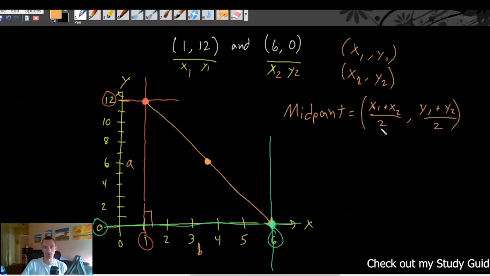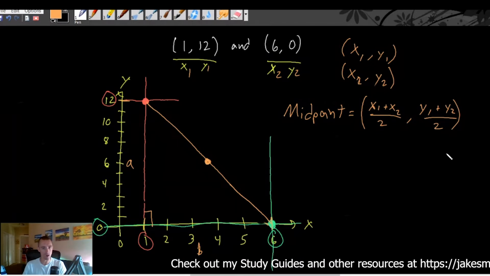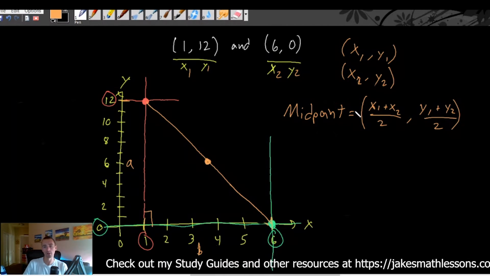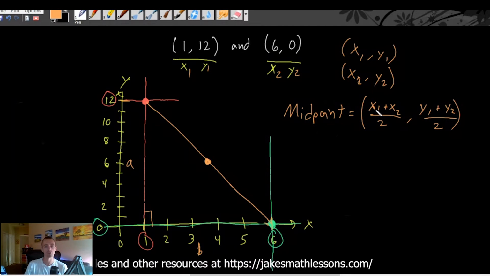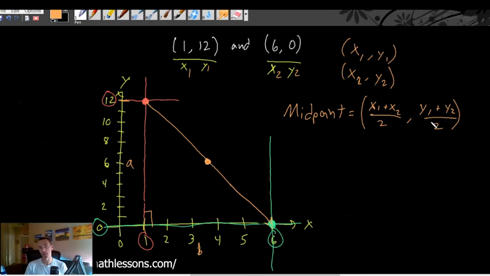Essentially, where this formula comes from is the x coordinate is just the average of the x coordinates of our 2 points, and the y coordinate is just the average of the y coordinates of our 2 points, right? To find the average of two numbers, you just add them together and then divide by 2. So if you add your x coordinates, x1 plus x2, and then divide by 2, that gives you the average of your x coordinates. Similarly, if we add our y coordinates, y1 plus y2, and divide the result by 2, that's the average of your y coordinates. So your x coordinate is the average of the x's, and your y coordinate is the average of the y's.